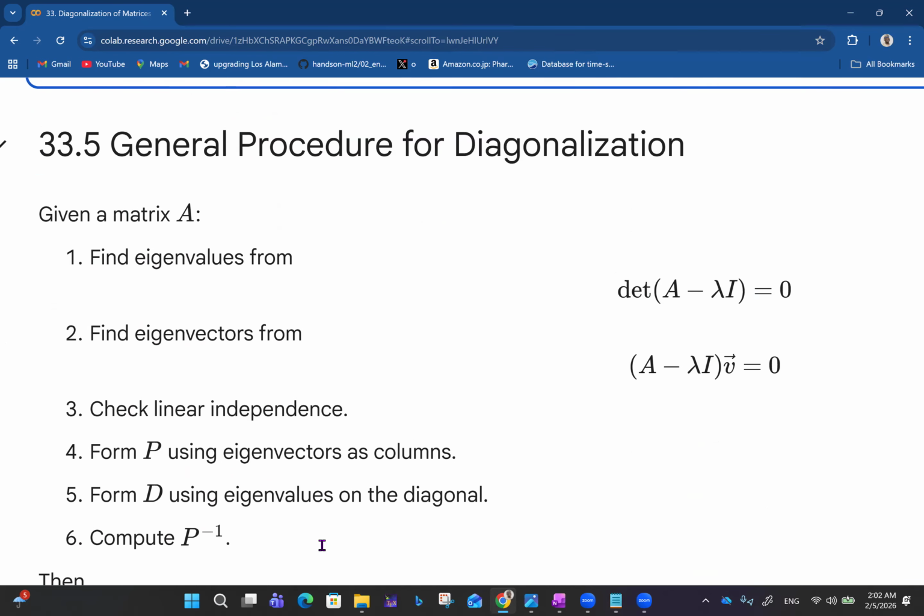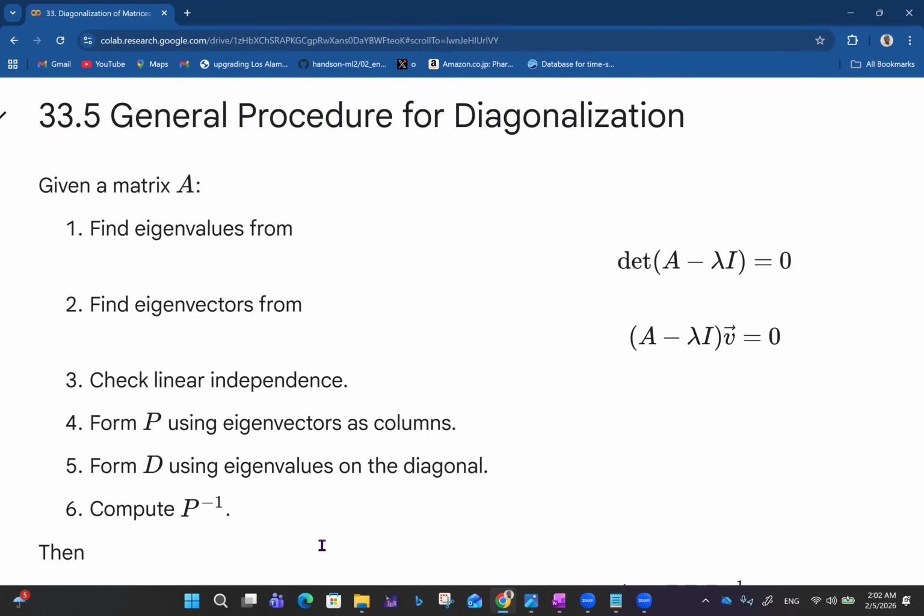So then we talk about the general procedure for diagonalization. Given a matrix, find eigenvalues by taking the determinant of A minus lambda I and equating it to 0 and solving. Then find eigenvectors using the standard procedure, A minus lambda I times v equals 0. Then check if the eigenvectors are linearly independent. Then form P using eigenvectors as columns, so put all the eigenvectors together.